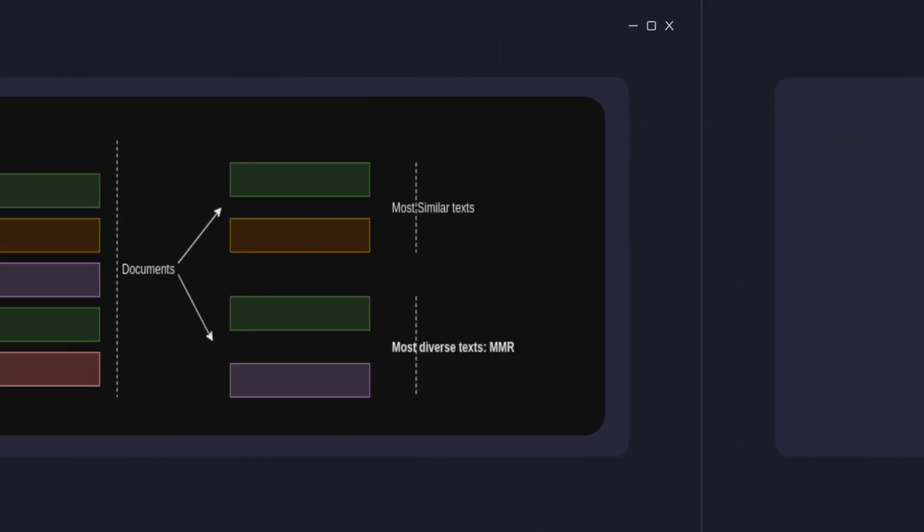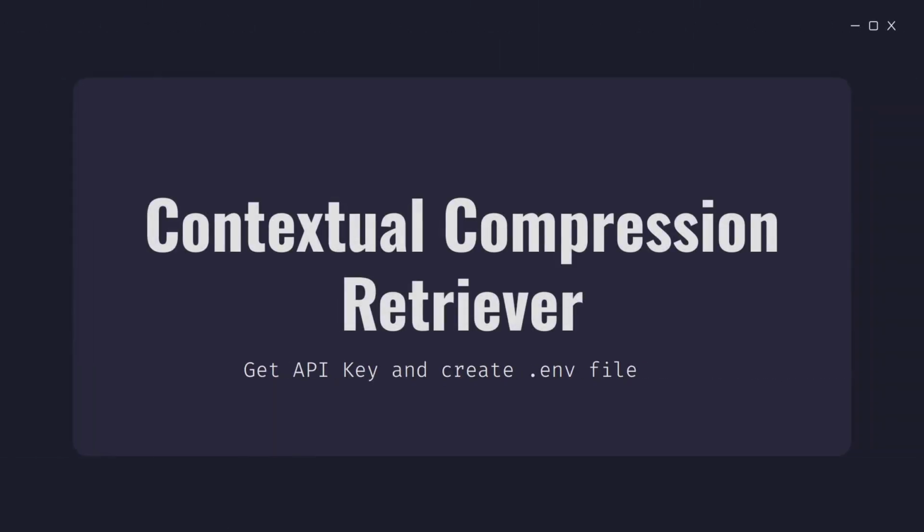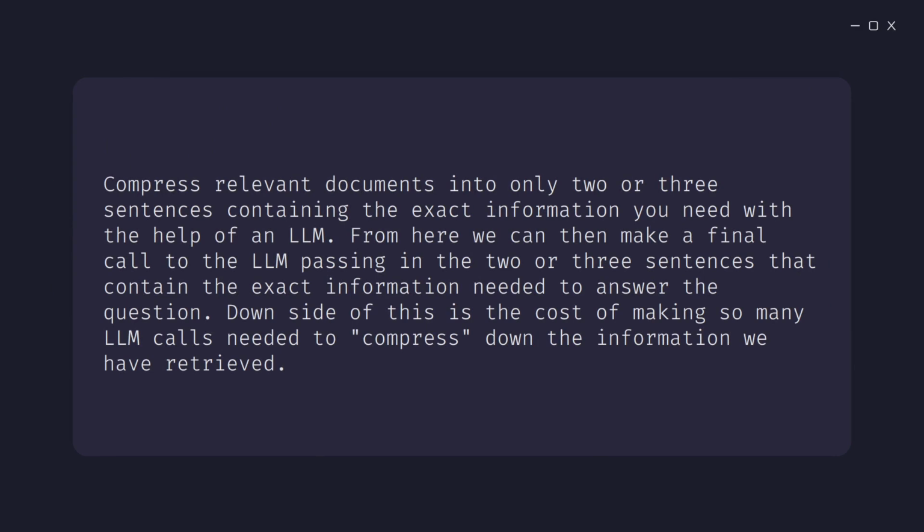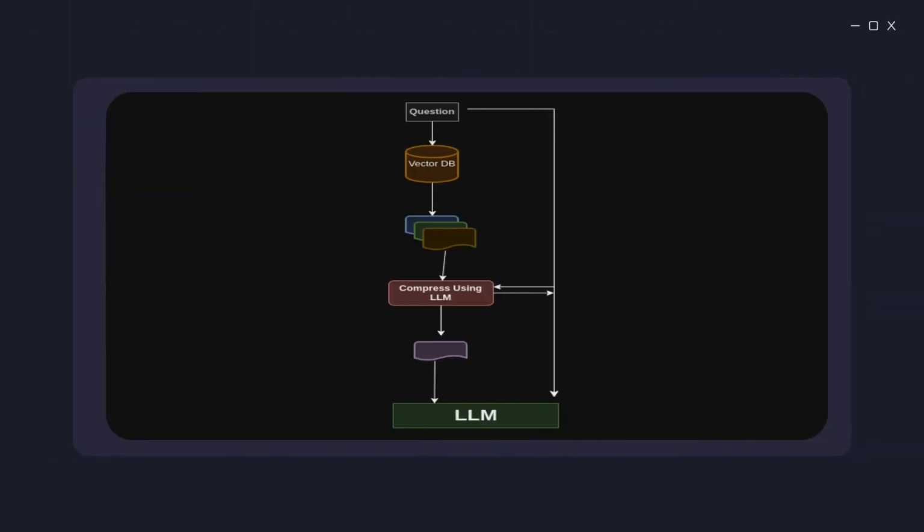Okay, so now let's move on to another technique that you can use, and this technique is called contextual compression retriever. This is another way to retrieve relevant documents from our list of documents in our vector database. Basically, this one compresses a bunch of context into two or three sentences that contain the exact information that you're looking for, and then passes this information into our LLM. So this does the compression with the help of a large language model. It picks a bunch of documents that are relevant in answering your question, and then tries to compress these documents down so they contain only the relevant information that you want.